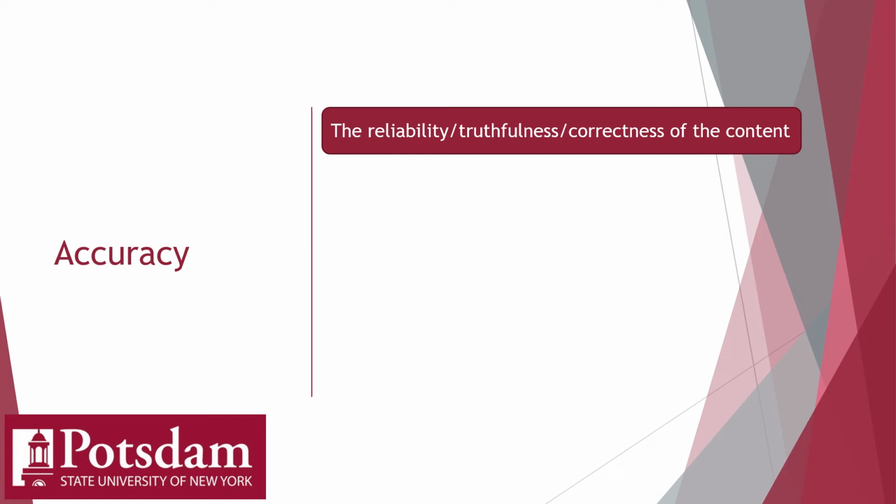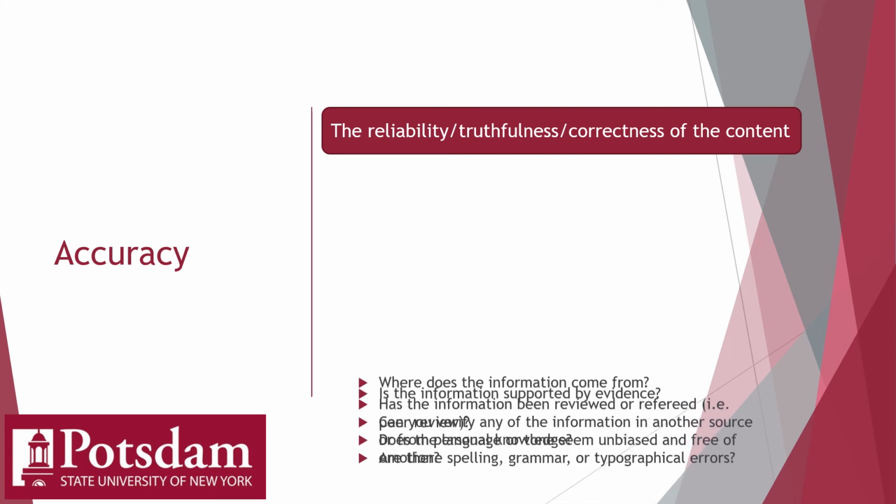Accuracy deals with the reliability, truthfulness, and correctness of the content. While authority asks if the author of the source is worthy of trust, accuracy looks at the actual material contained in the source itself. When assessing it, ask these questions.